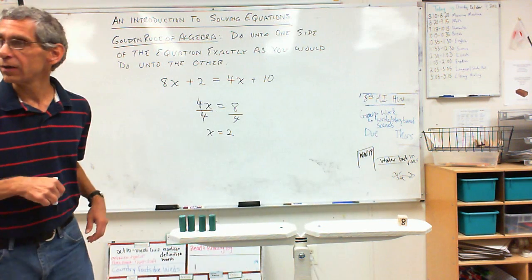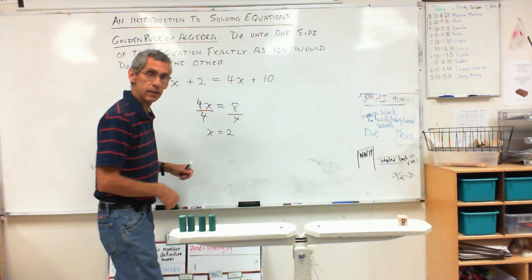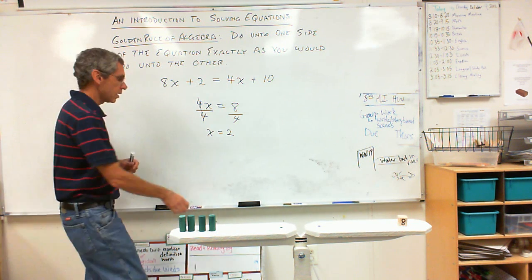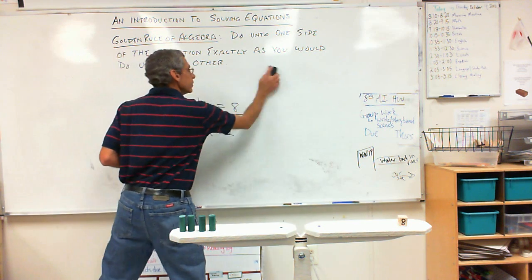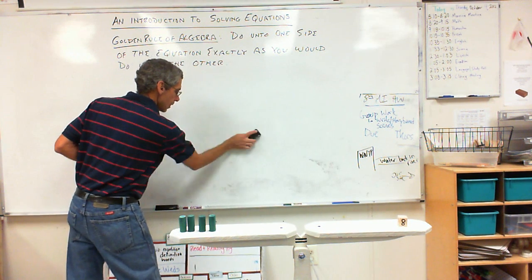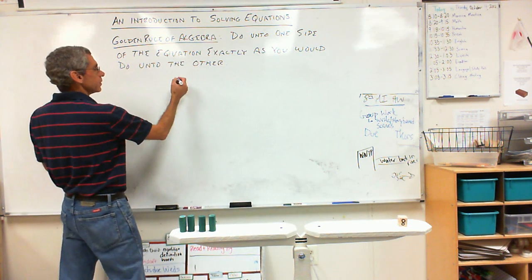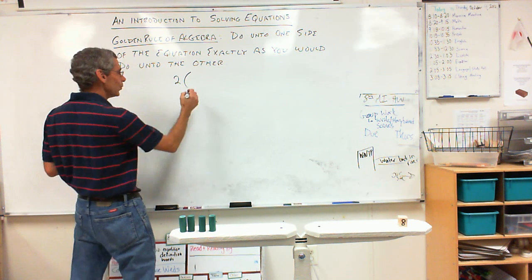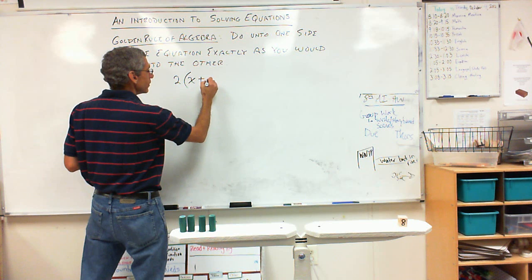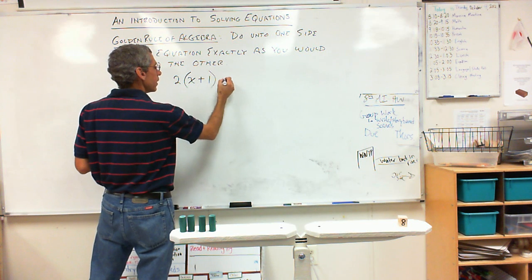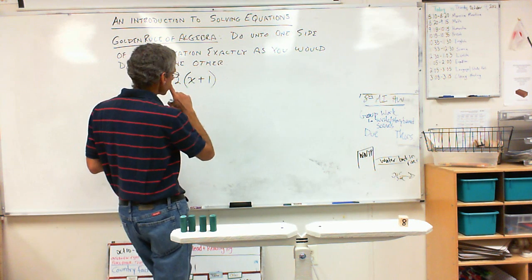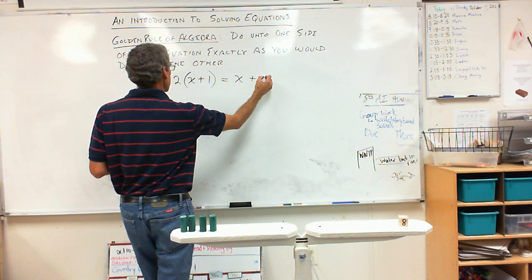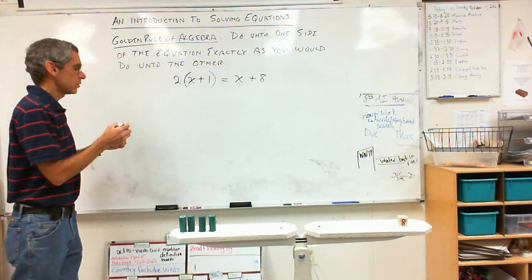Now I'm going to make it harder, okay? Does it make sense? Can I erase this? Is that okay? All right. What if I gave you something like this: 2 times parentheses x plus 1, and then equals x plus 8. Let's try that.